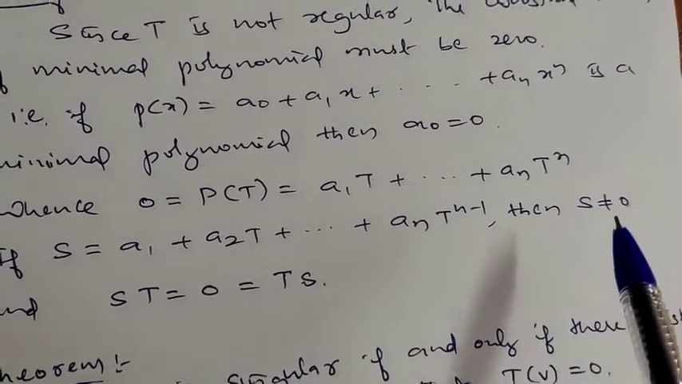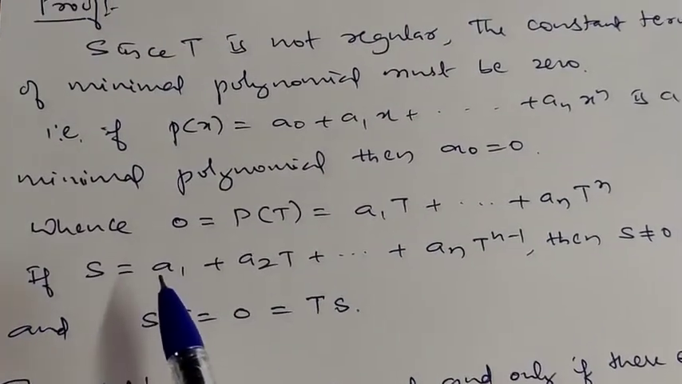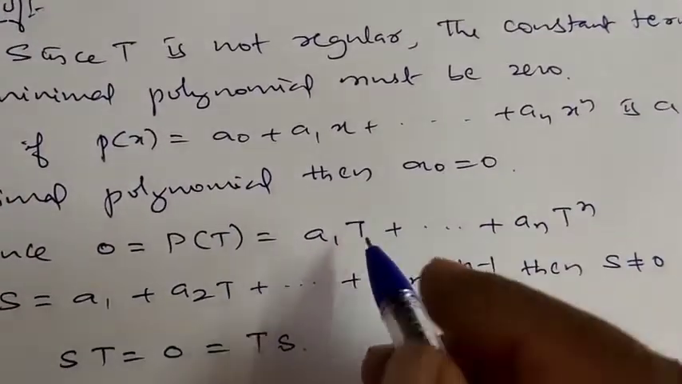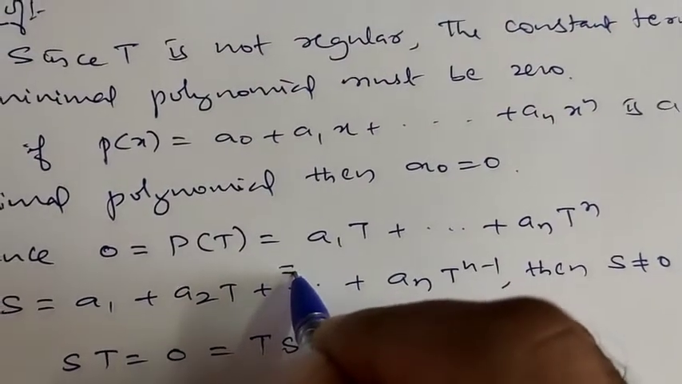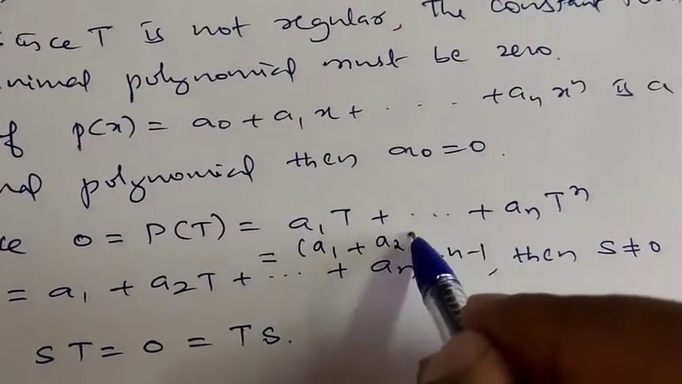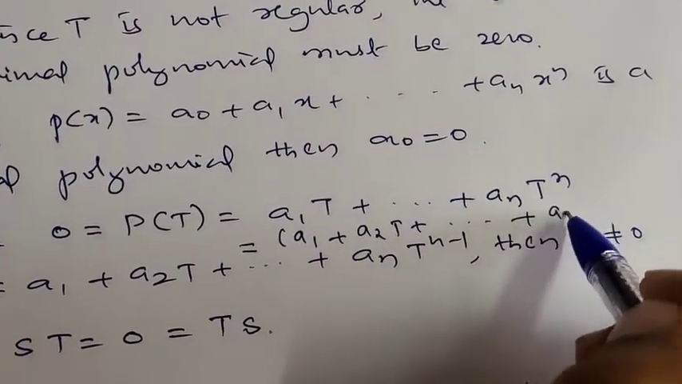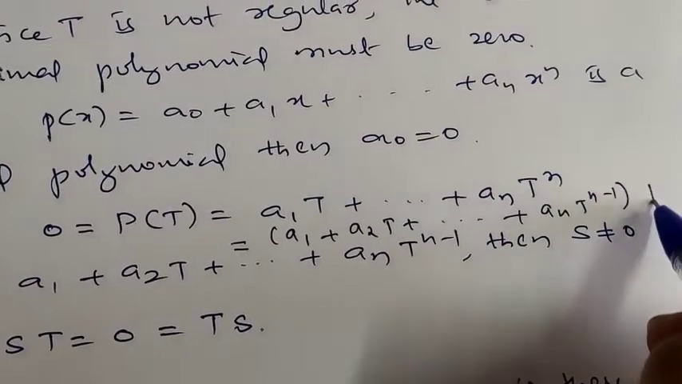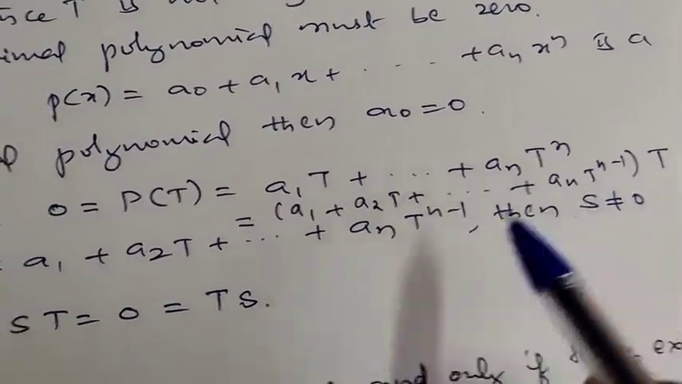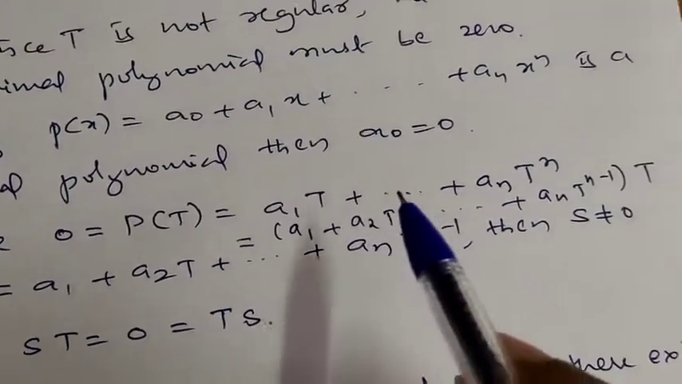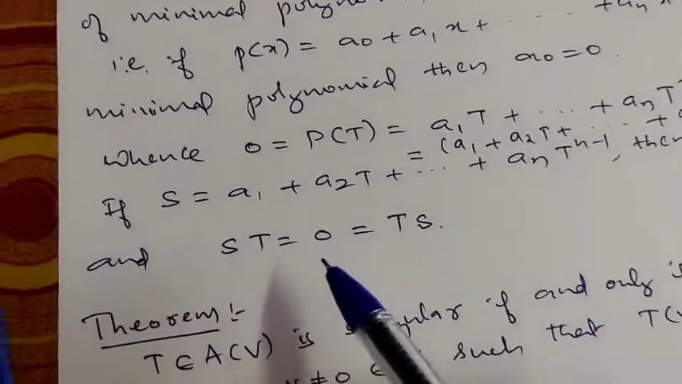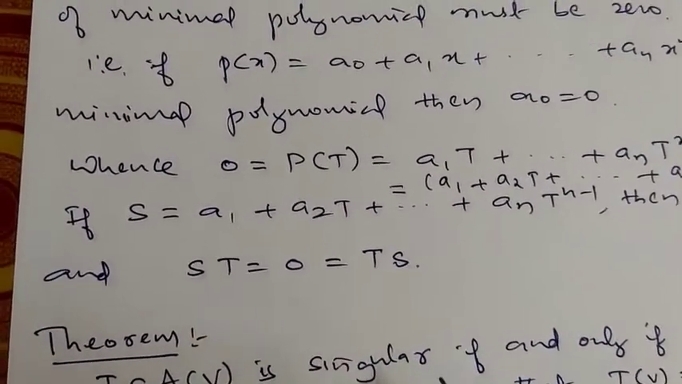Then S is not equal to 0, and S into t is equal to a1 plus a2t and so on an into t power of n minus 1 into t. Can I write like this? So this, written by S, S into t is 0. Similarly, if I take t as a common factor in the beginning, it becomes t into S is 0. Therefore, S into t is 0 as well as t into S is 0.